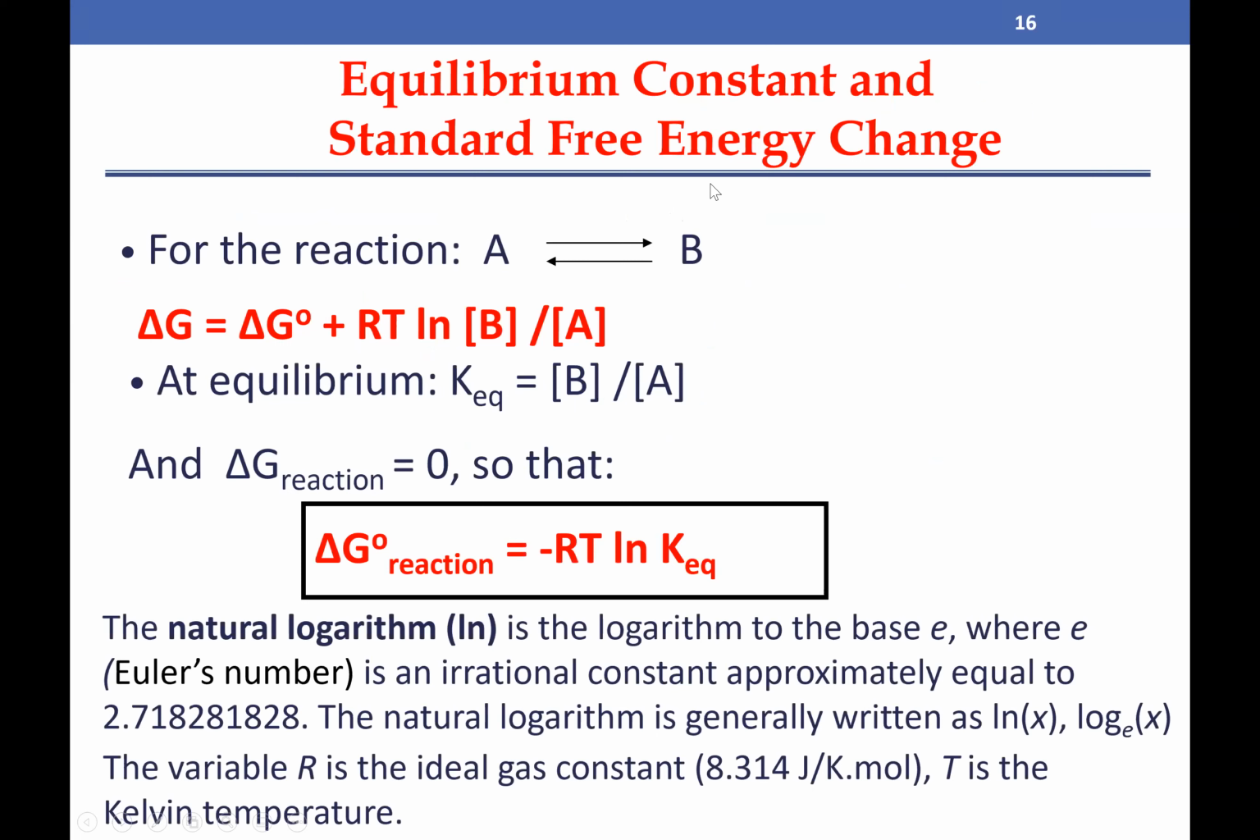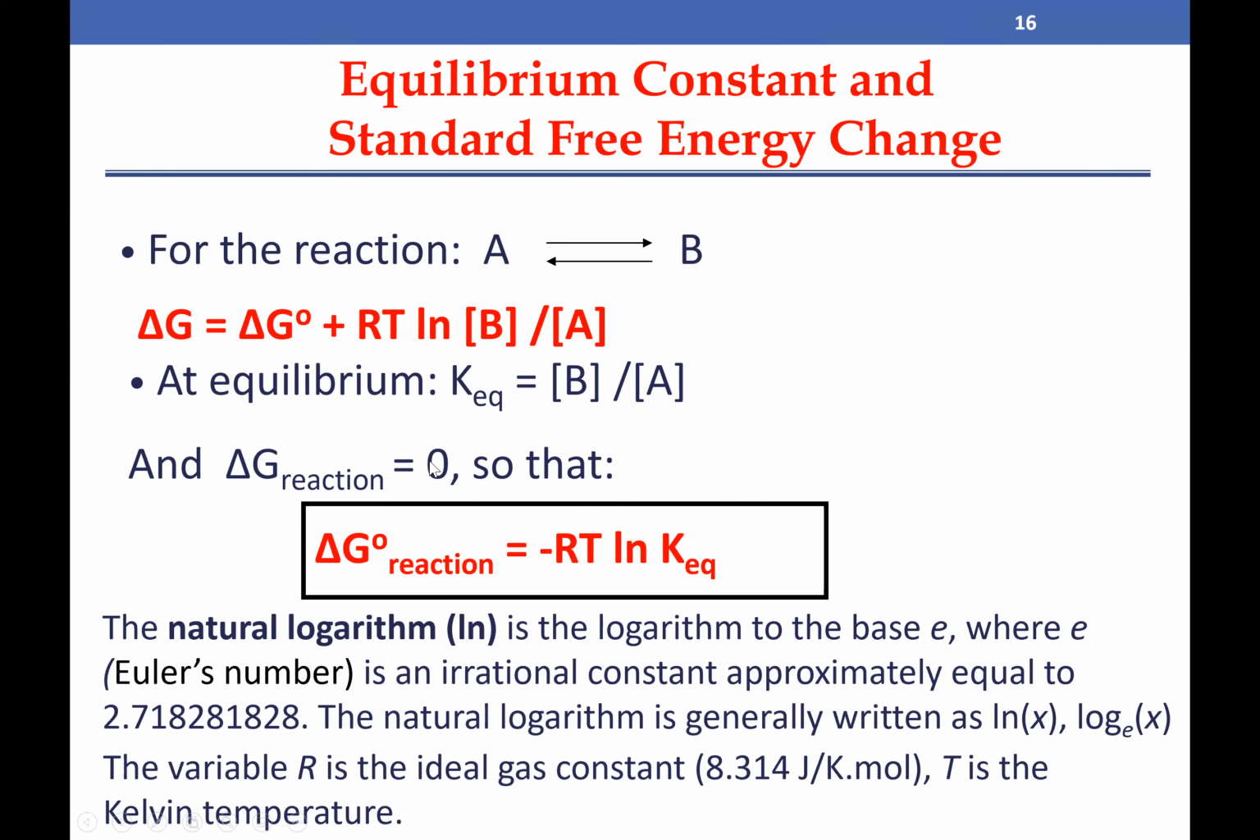All right. So the equilibrium constant and standard free energy change. We have an example reaction here. A is the reactant. It's going to turn into B, which is the product. And then you have this equation. Delta G is equal to the standard delta G plus RT ln B by A. Whenever you see the square brackets in chemistry, it means concentration. So it's ln concentration of B divided by concentration of A. And ln is the natural logarithm or the log e. You can just find it on your calculator.